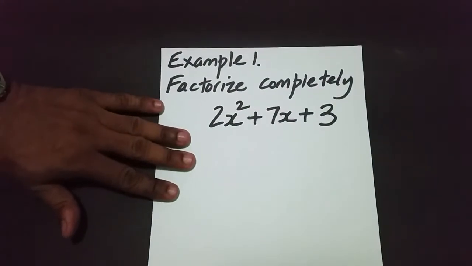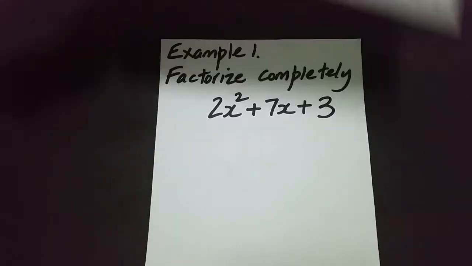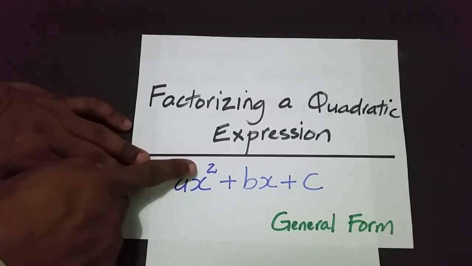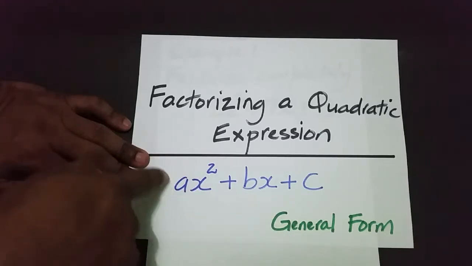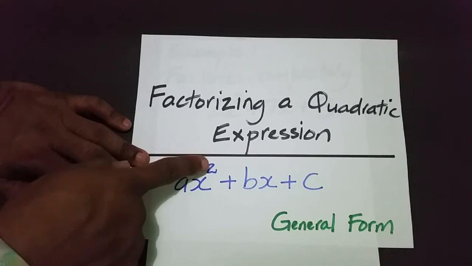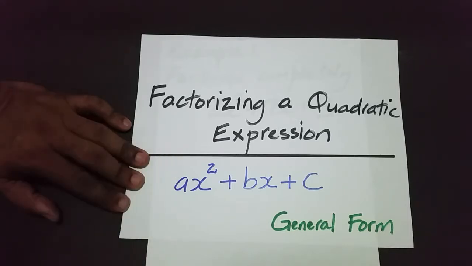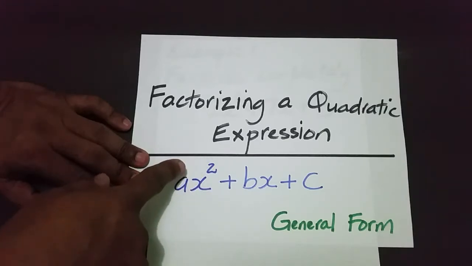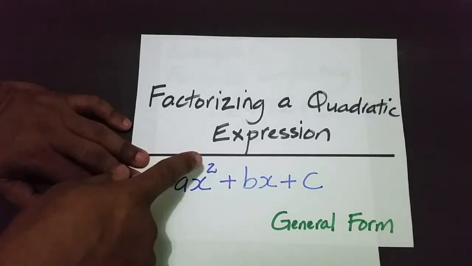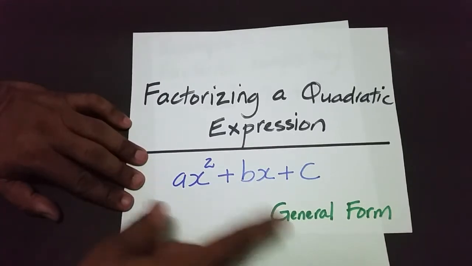Now, here we are asked to factorize completely 2x squared plus 7x plus 3. Now again, we know it's a quadratic expression because the highest index of x is squared and there is no other index. Whenever you have an expression where the highest index of x is squared and there is nothing higher than that, and nothing in the negative region of an index, then you know it's going to be a quadratic expression. So we know that's a quadratic expression.